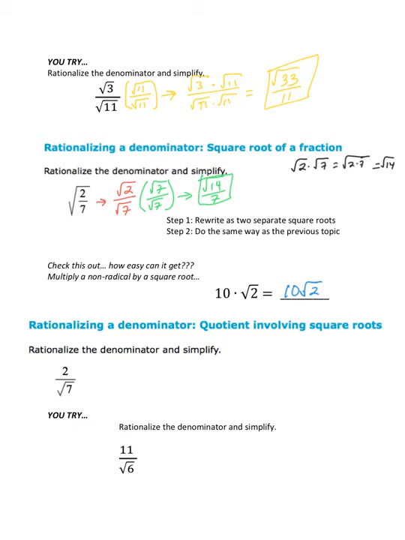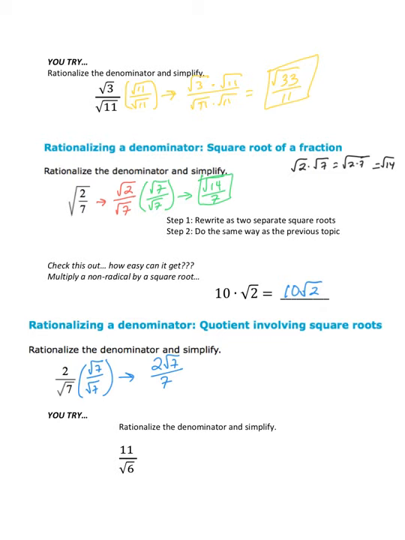All right, now we're going to do a quotient involving square roots. I need to rationalize this. Do I do anything differently? I do not. I still multiply the numerator and the denominator by the square root of 7. I get 2 radical 7 over 7. Can I reduce this? No, 2 and 7 do not have any common factors. So this isn't so bad, is it?